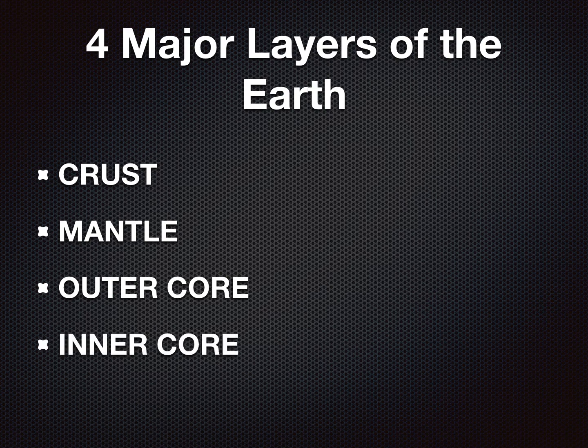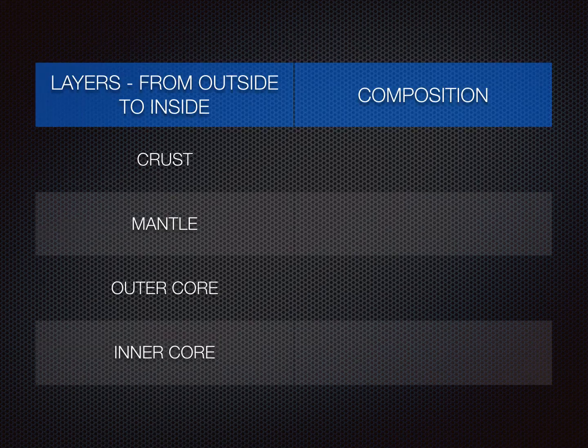So if you're moving from the top of the Earth to the bottom of the Earth, you move from the crust to the inner core. That would be the center, and then you can work your way back out, getting to the crust on the other side. So in your notes, you're going to make up this table. You need to know the composition. If you don't know what the word composition means, it's what something is made of. You're going to make this table in your notes.